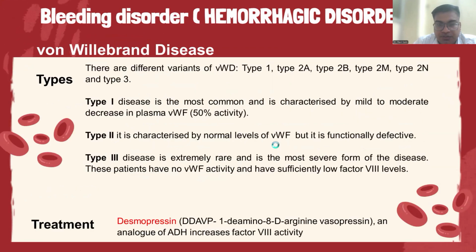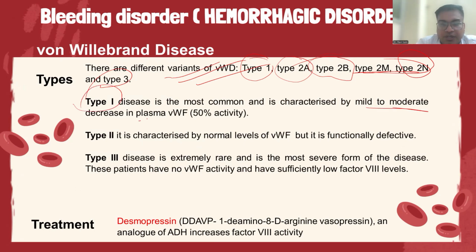There are various types of VWD. Mainly they are type 1, type 2. In case of type 2, we have type 2A and 2B, type 2M and type 2N, and type 3. These are the various types of von Willebrand disease. Type 1 is the most common and it is characterized by a mild to moderate decrease in plasma VWF.